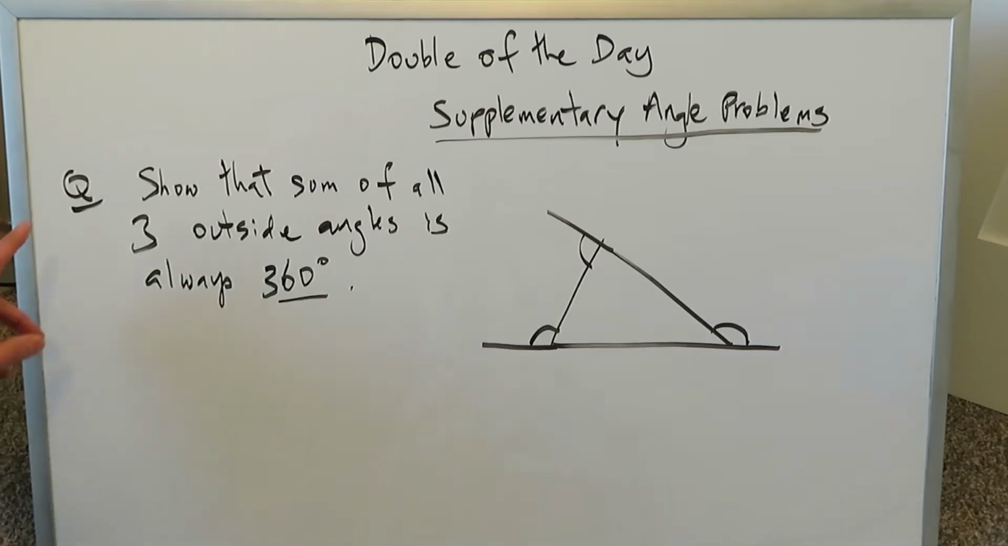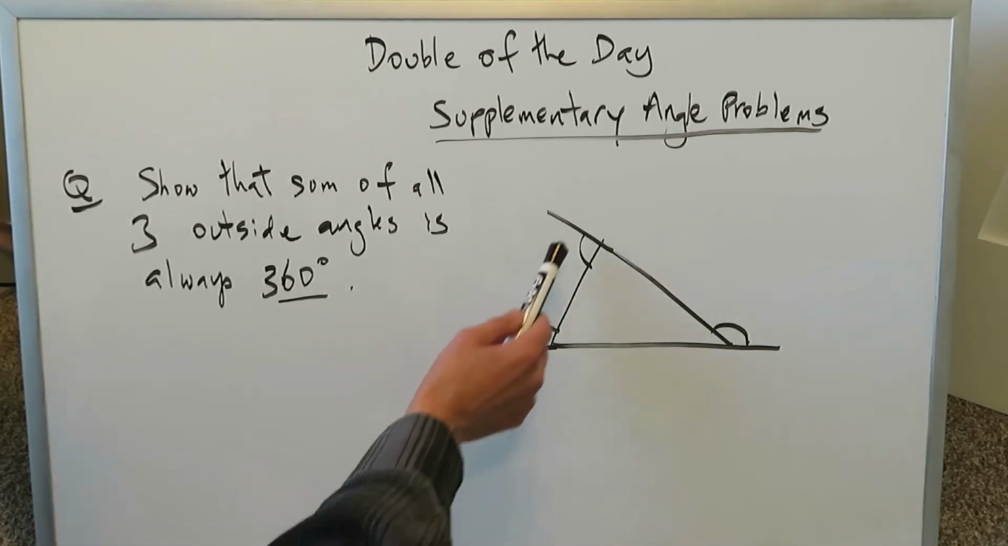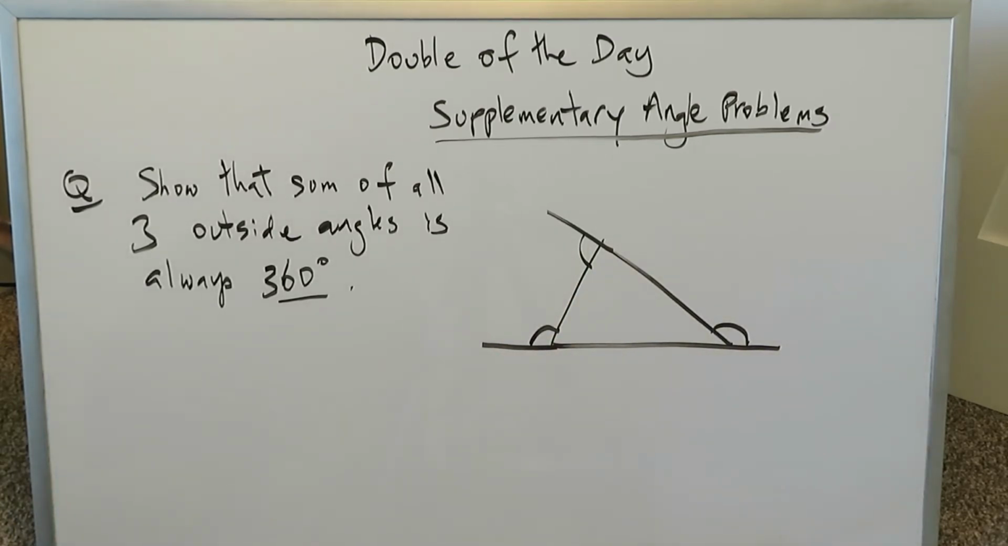So let's get with this first question. We have a representation here of a triangle. We've extended these lines out such that we've created angles outside of that triangle. We have to show that the sum of all the three outside angles is always equal to 360 degrees. Take any triangle and make a representation such as this, and you add these external or outside angles, they'll always equal 360 degrees. We have to show that to be the case.